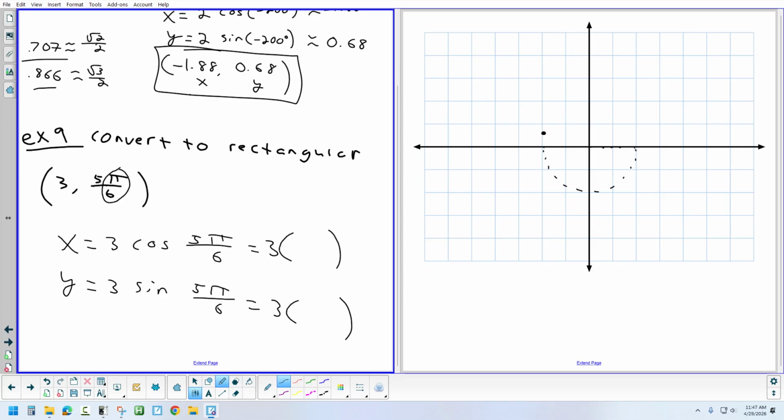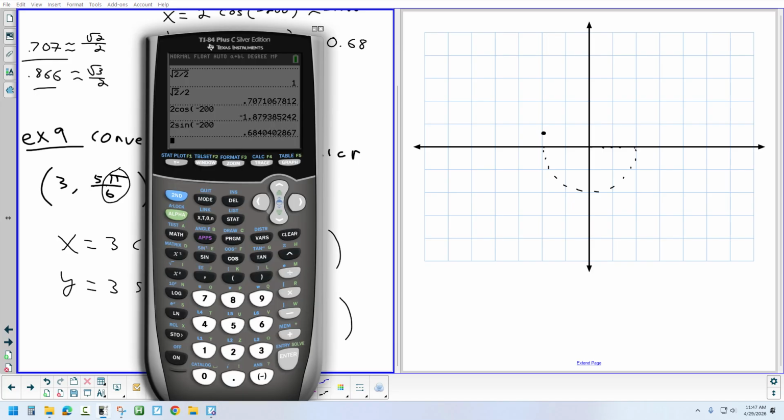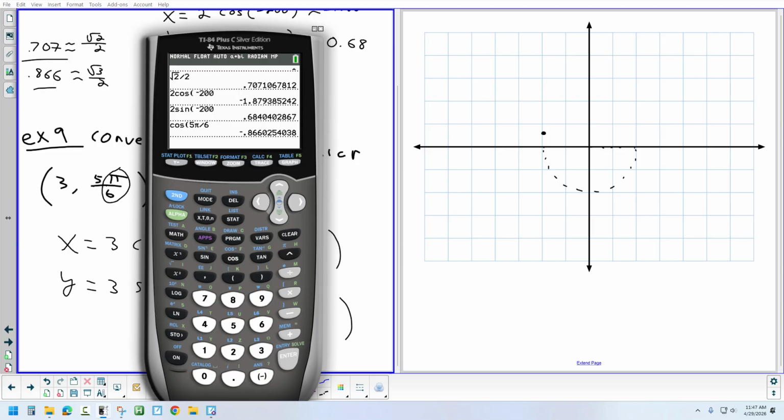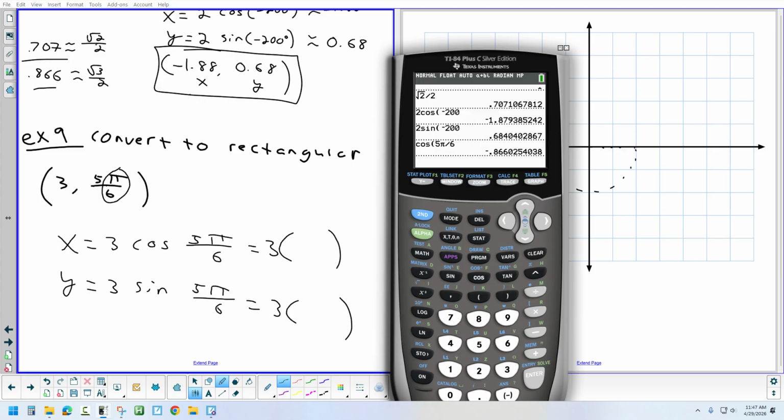I'm just going to type cosine 5 pi over 6 and see what that is. And what do I have to do on my calculator? I have to switch over to radians. Okay, I got negative 0.866. So what do I want to put inside the parentheses? This is a special one, so I don't want to put negative 0.866. I want to write down something that means the same thing, but it's exact. Yeah? Square root of 3 over 2.